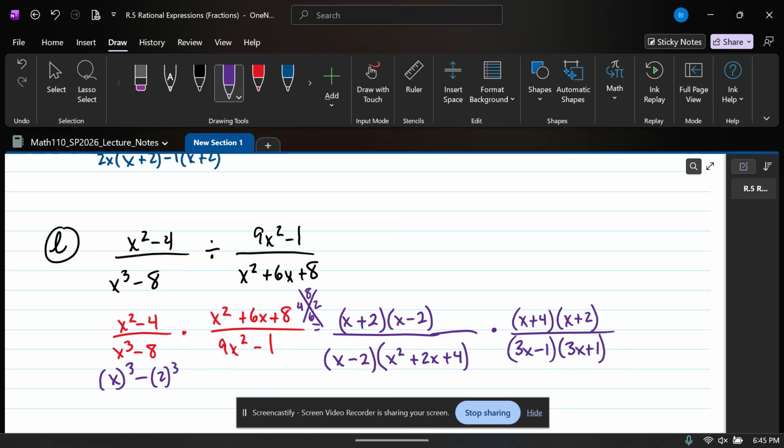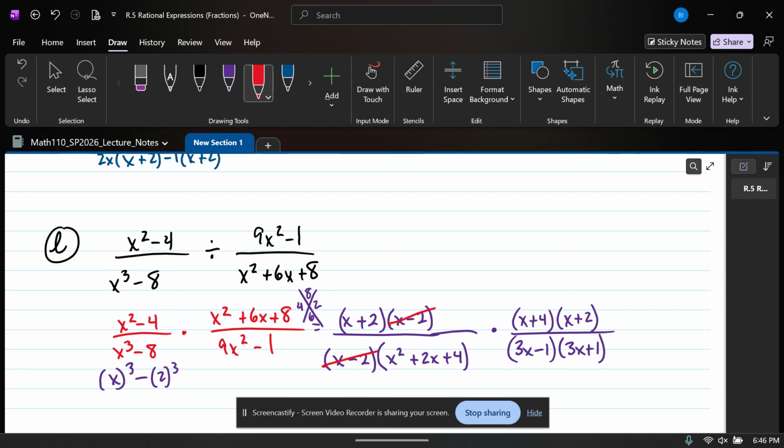All right. Now, let's see if we can get some stuff to cancel. Not much, but there's a little bit. We have an x minus 2 on the top and an x minus 2 on the bottom. So that's going to cancel out. Nope, it's side to side, not diagonally. So be careful of that. That's a very common thing.